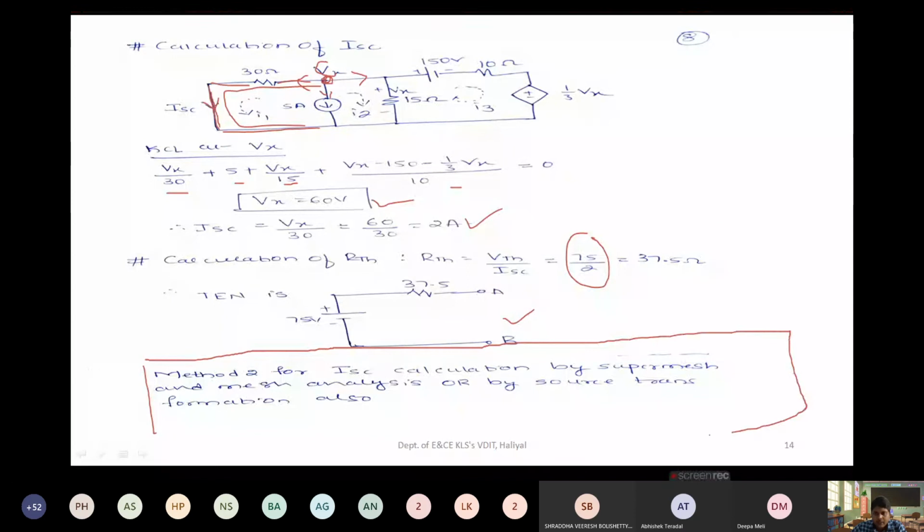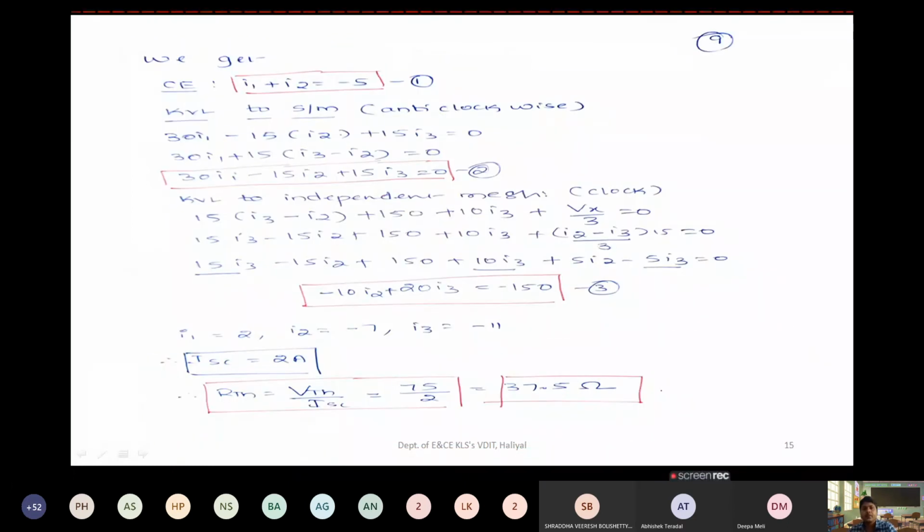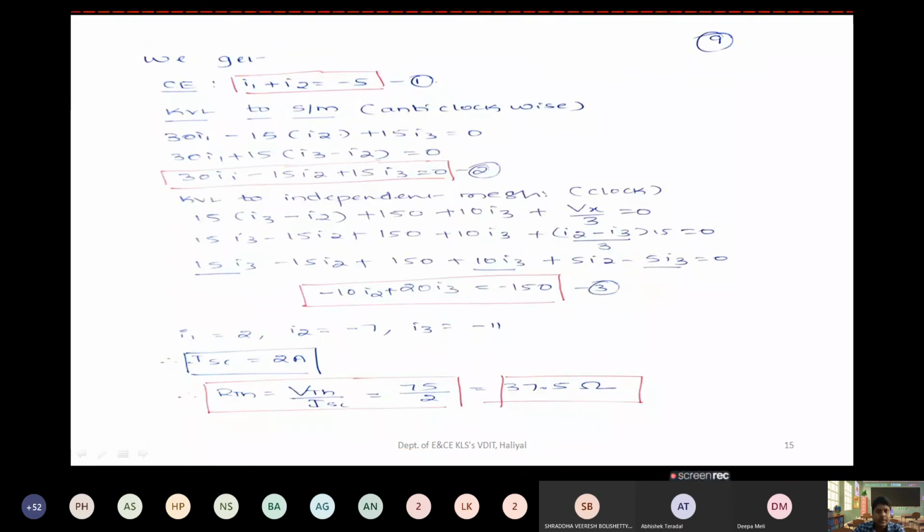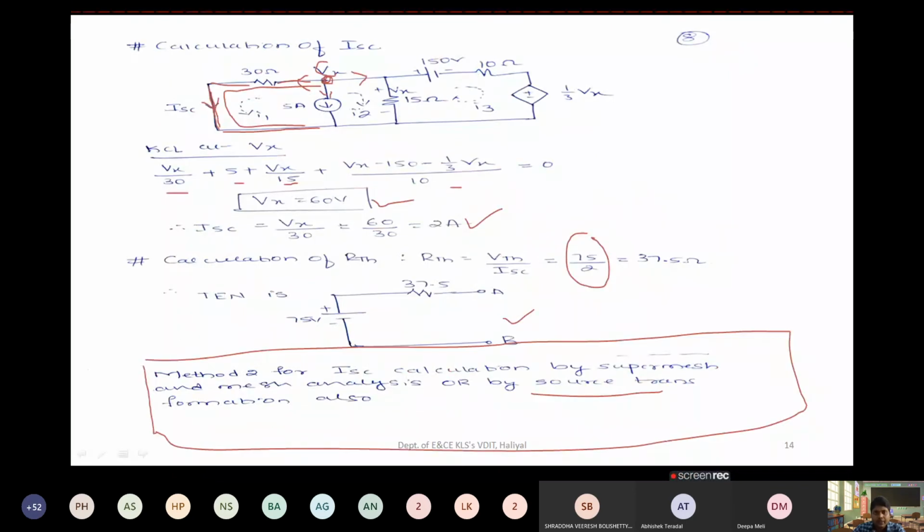So I will show one more method for this, using the super mesh or mesh analysis, or you can also go for the source transformation. Okay. So if you go for super mesh or mesh analysis, here you can check we have the current source coming in between these two. So the constraint equation you get is I1 plus I2 equal to 5, right?